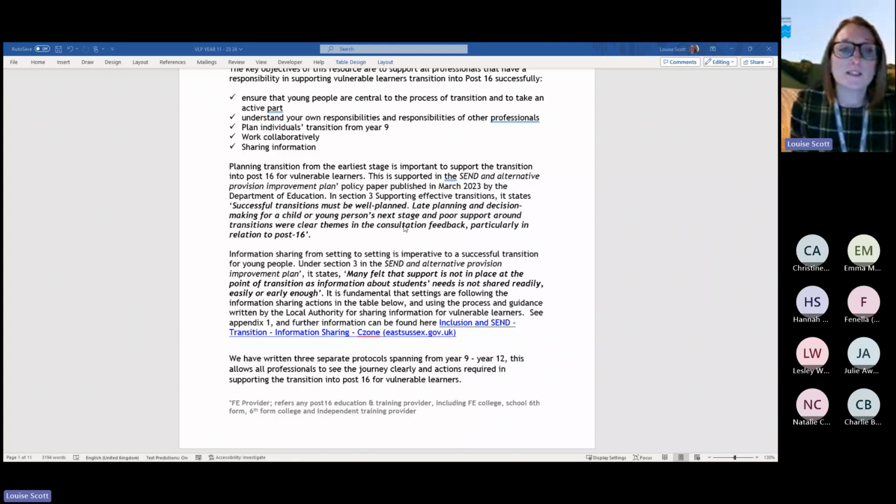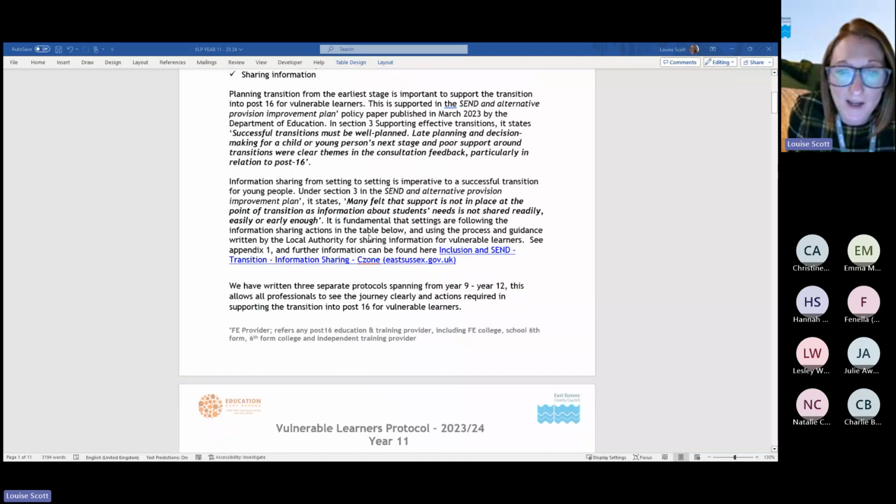The next paragraph along is information sharing. As some of you may know on the call, we set up a new process 2 years ago for schools to share information to post-16 providers. This is something that we're still working with local schools and settings on, sharing that information at the earliest point possible.